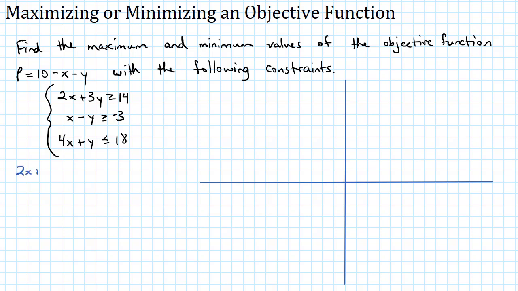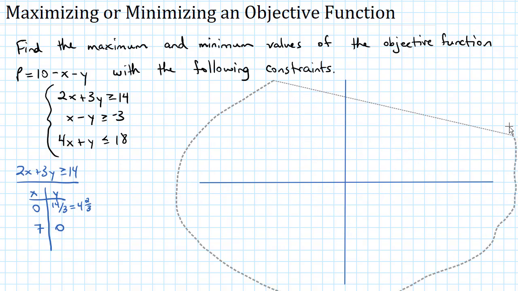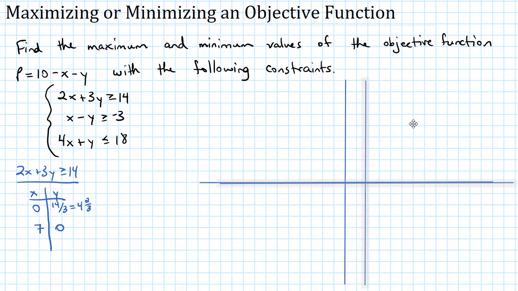So let's look at the first inequality, 2x plus 3y is greater than or equal to 14. Let's find the intercepts. If I plug in 0 for x, I get 3y equals 14, and if I solve that, I get 14 thirds. I know I'm going to have to graph this, so I'll think of it as 4 and 2/3 as a mixed number. If I plug in 0 for y, I get 2x equals 14, so x is 7. Okay, so we'll plot this later. I'm going to wait to see what scale I'll need on my axis before I graph anything. So let's go ahead and find all of these intercepts.